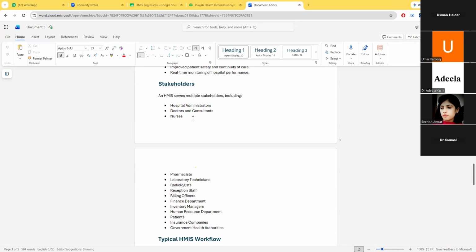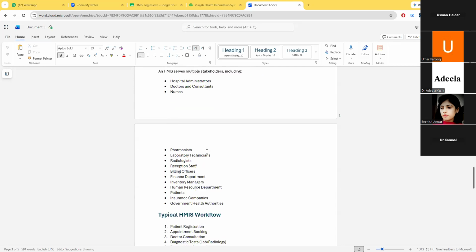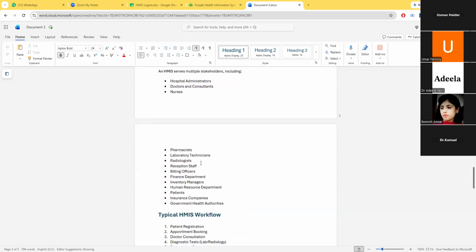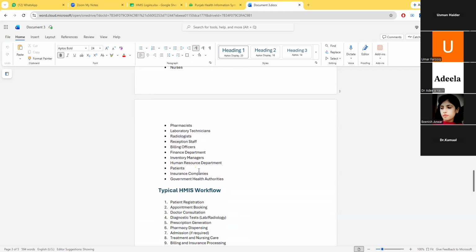NHMES serves multiple stakeholders, including hospital administration, doctors and consultants, nurses. So these are all the stakeholders of the NHMES system. The pharmacists, laboratory technicians, radiologists, reception staff, billing officers, finance department, inventory managers, human resource department, patients, insurance companies, and government health authorities.